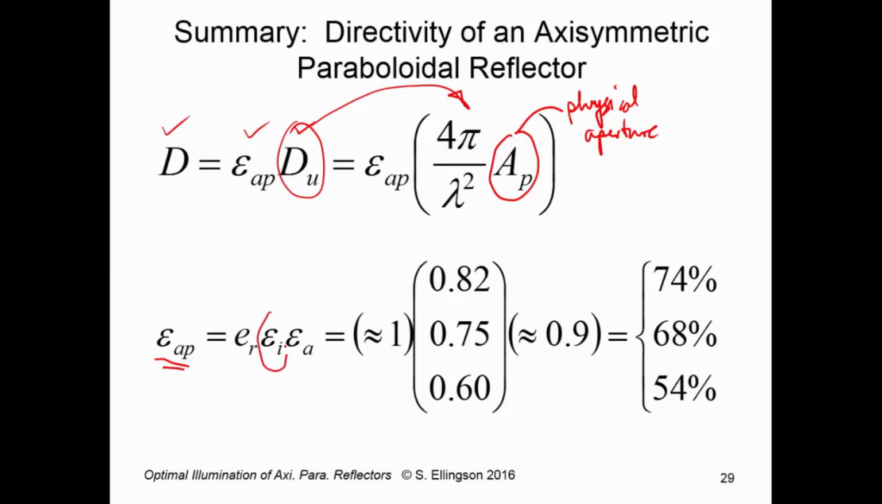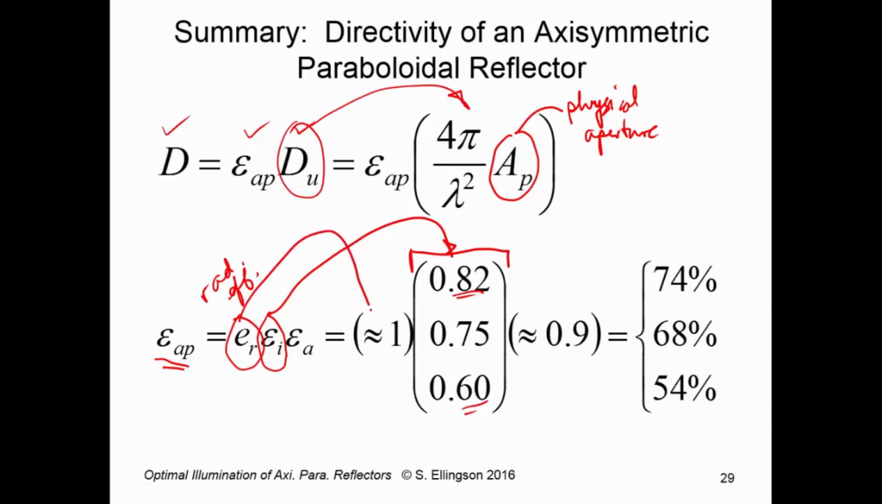One is the illumination efficiency, and that's what we've been spending our time in this lecture calculating. And we found values ranging from 82% to about 60%. Radiation efficiency is normally very good for reflector antenna systems. In other words, it's fairly common to be able to design feeds which have very, very low internal ohmic losses, so that typically we can assume that this is about 1. Now maybe it's 99%, but that's still very close to 1 compared to other numbers that we're using here.